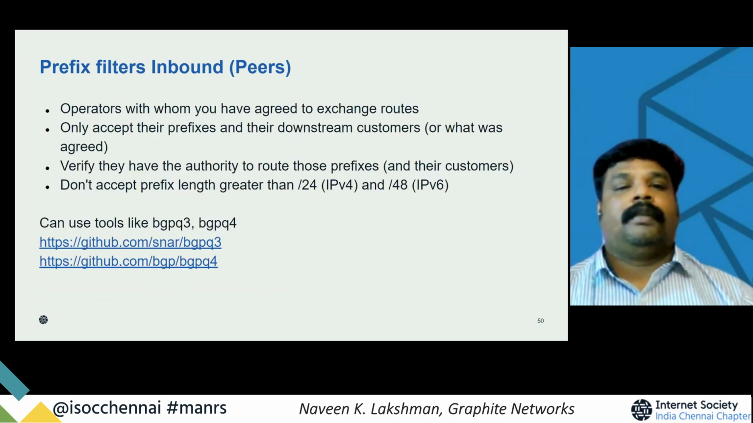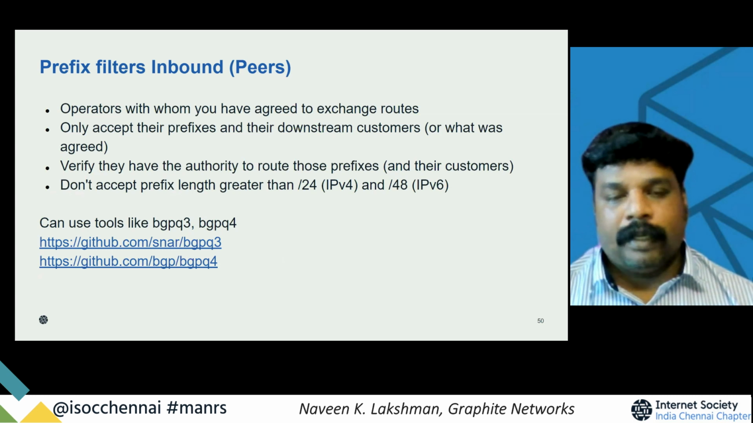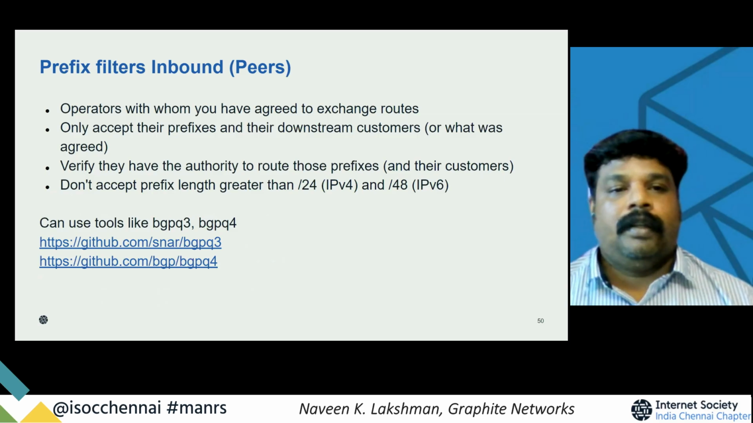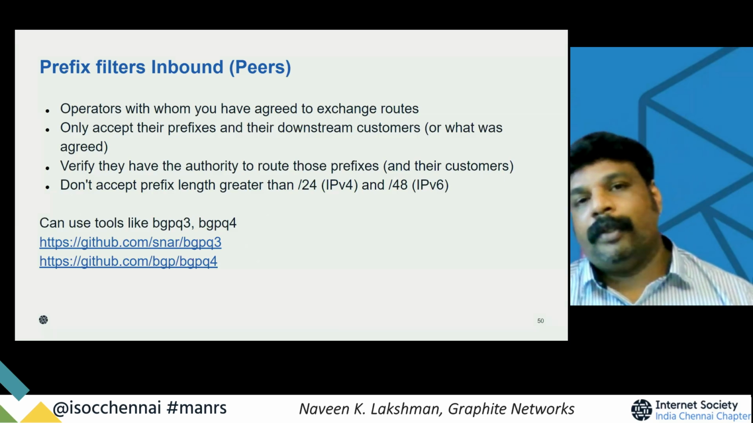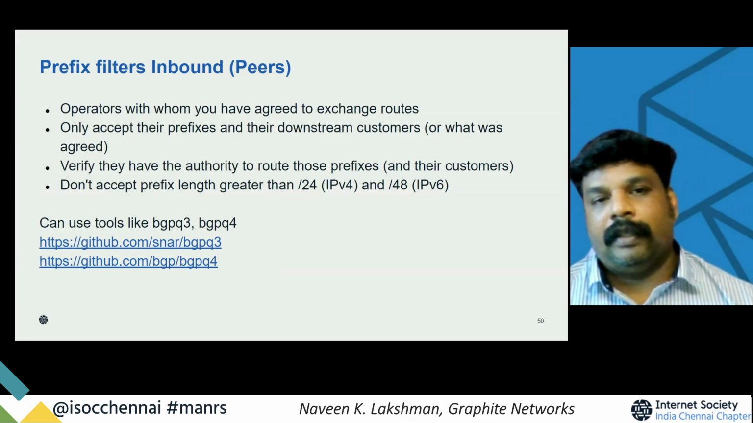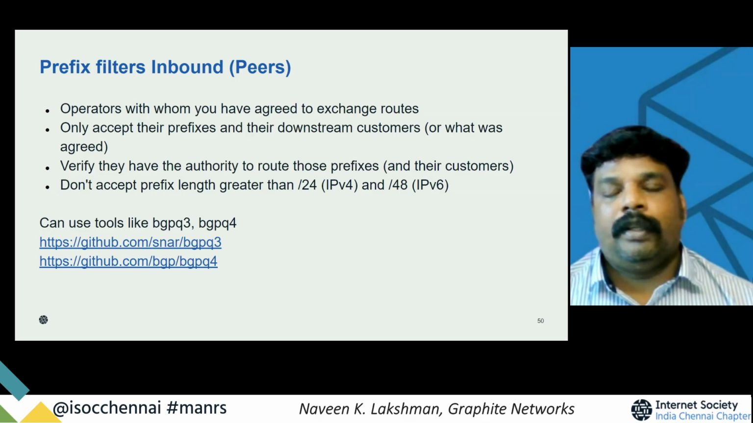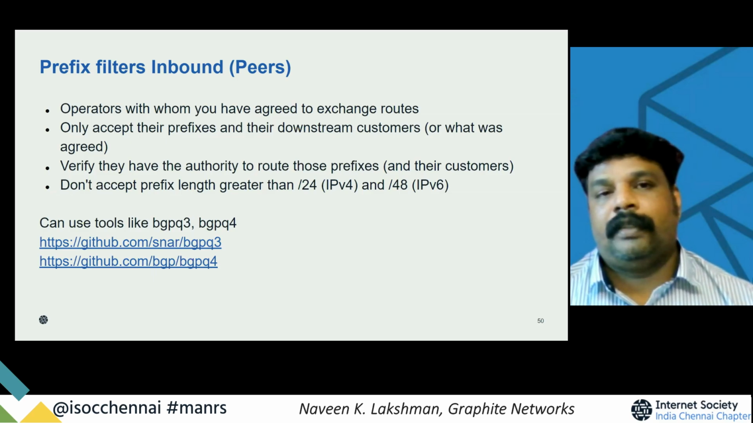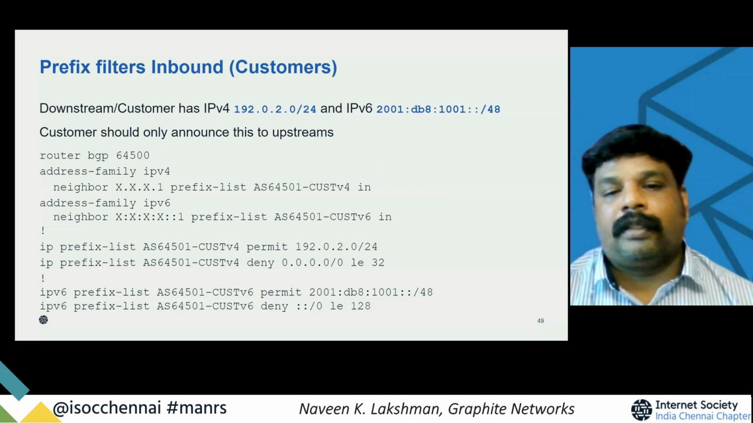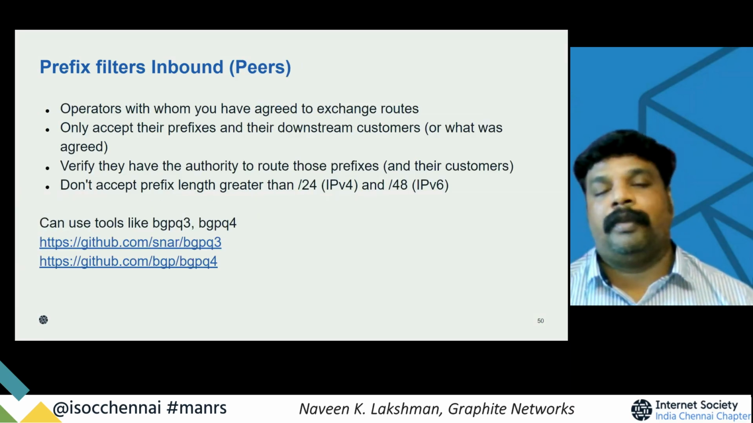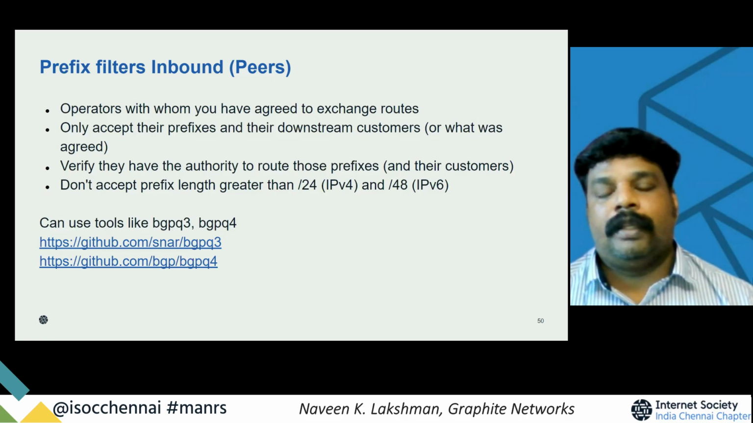And from the peer, it might be a little bit tricky when it comes to peers. You can't do it manually, because there will be lots of prefixes that your peer might send you. So you can use tools like BGPq3, bgpq4, etc. for creating the prefix lists. This is simple for customers because customer prefixes are very few. When it comes from peers or transit, it will be lots of prefixes, so I can use tools like bgpq3 or bgpq4 to generate the filters.